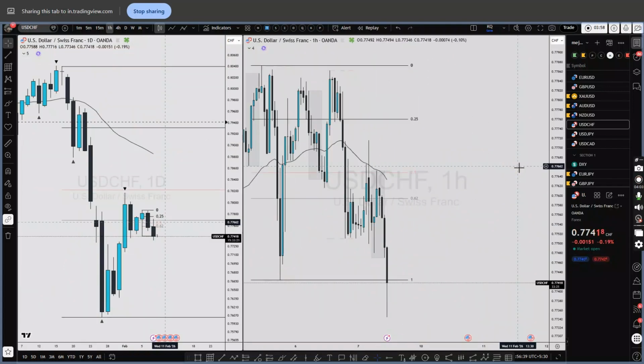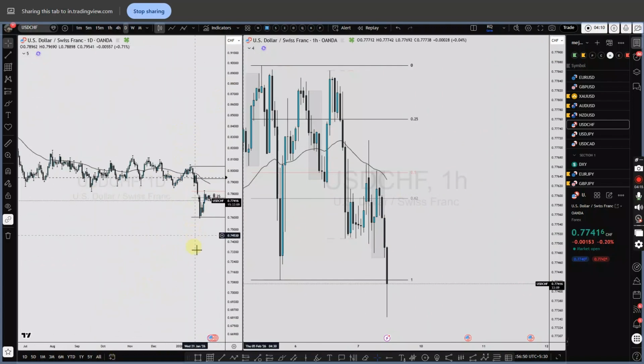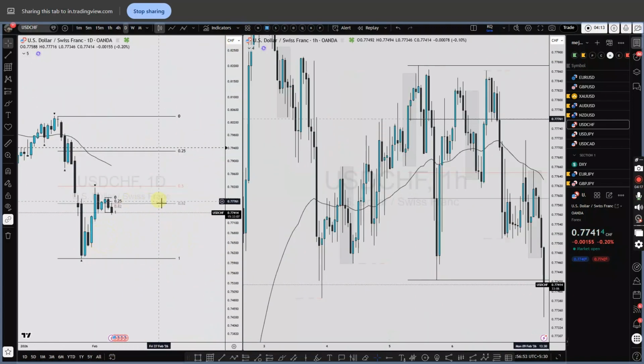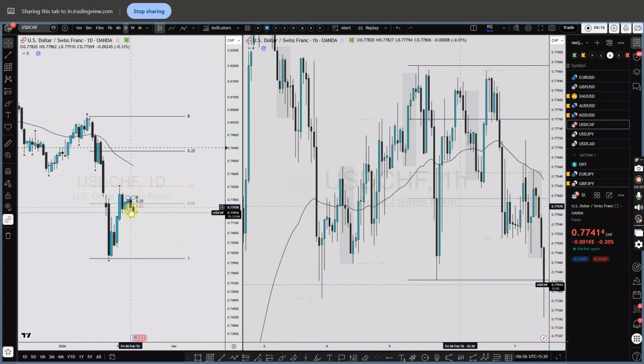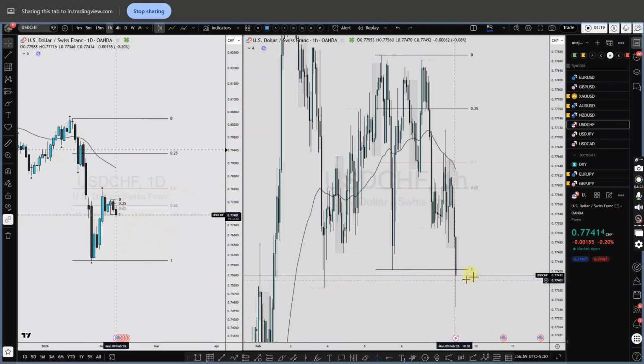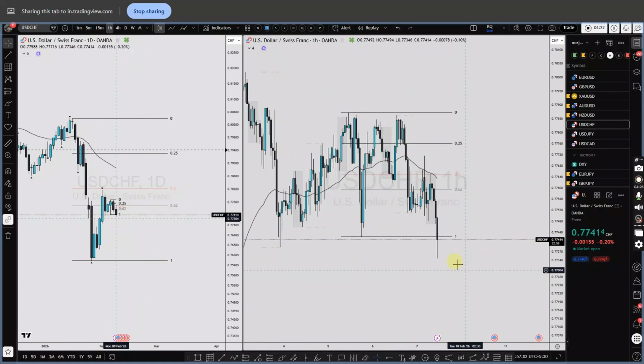USD CHF is pretty much bearish. Overall, the trend is very much bearish. In daily perspective, the last impulsive move was sharp, and right now we are just dropping from 38.2. The daily bias was bearish, and we managed to go below this low. So let's see if we find any tradable opportunity here or not.